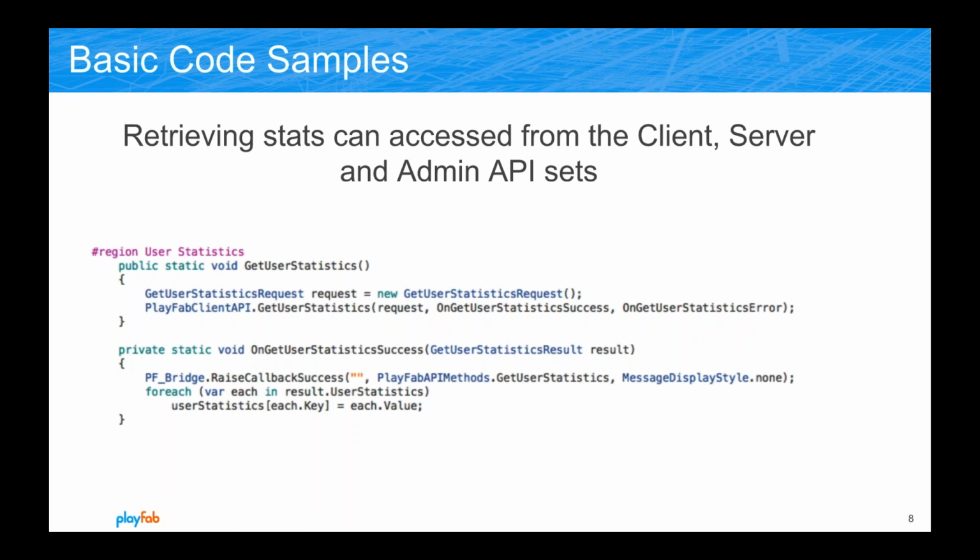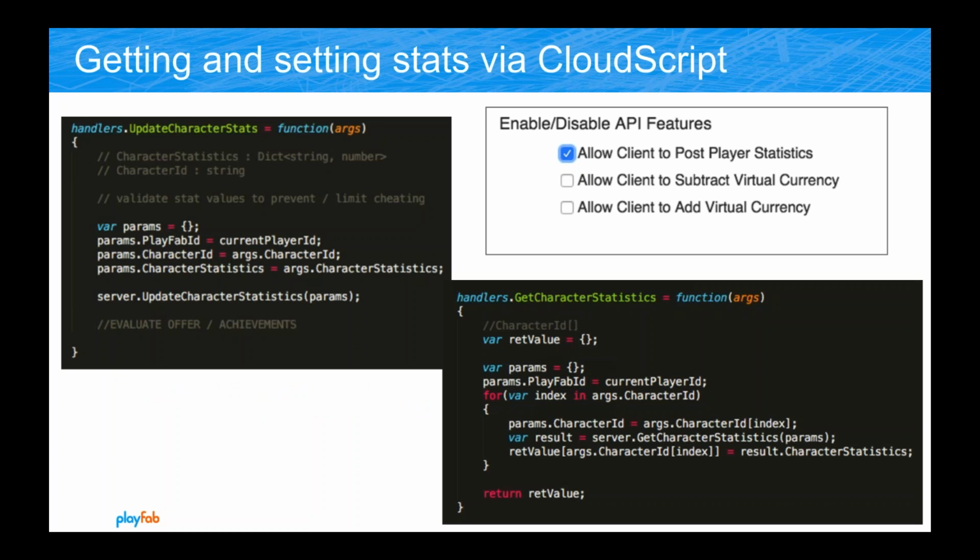For updating, it's really exactly the same way. You can do it directly from the client if you've enabled that, or you can run it through CloudScript or a dedicated server. So here in the top right, I'm showing the different options. These options are configured in the PlayFab Game Manager for your title. And here I'm showing where we can allow players to post statistics. And obviously, unchecking that box and updating the data will restrict clients from making that call. And we'll see an example of that shortly.